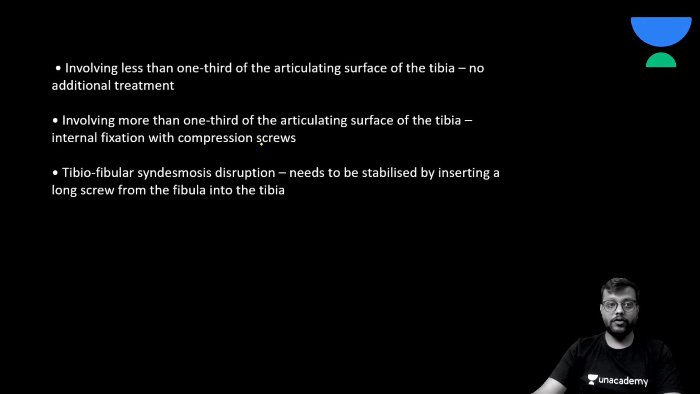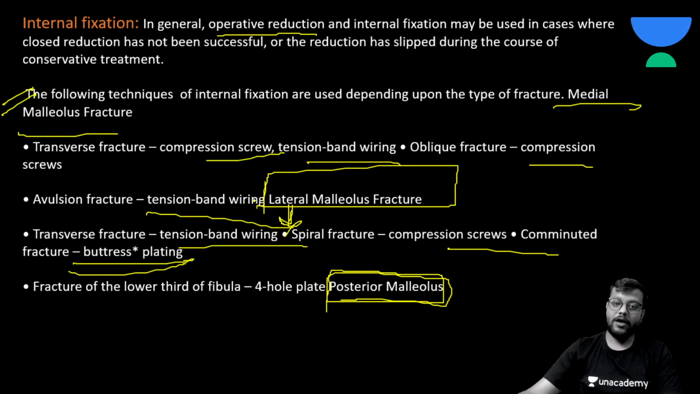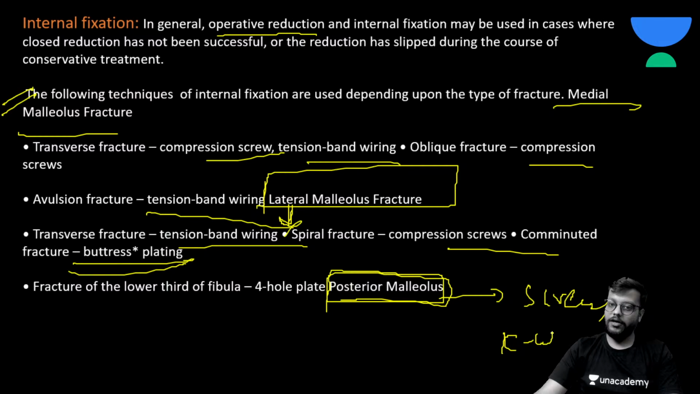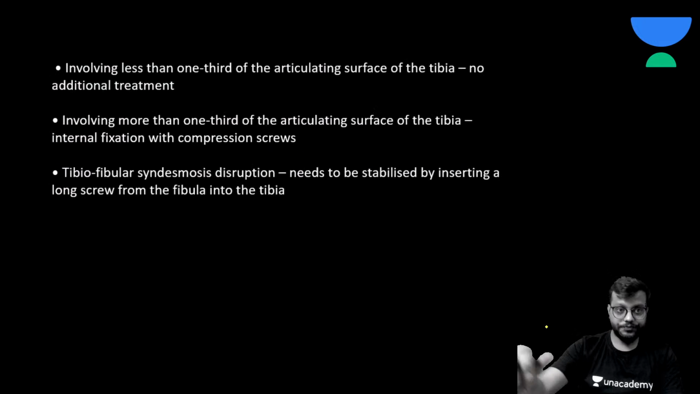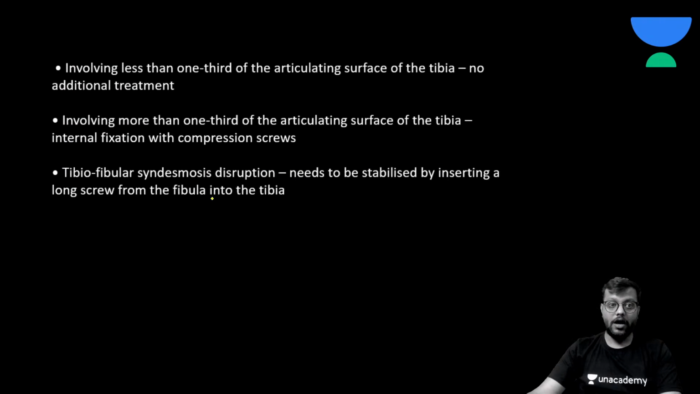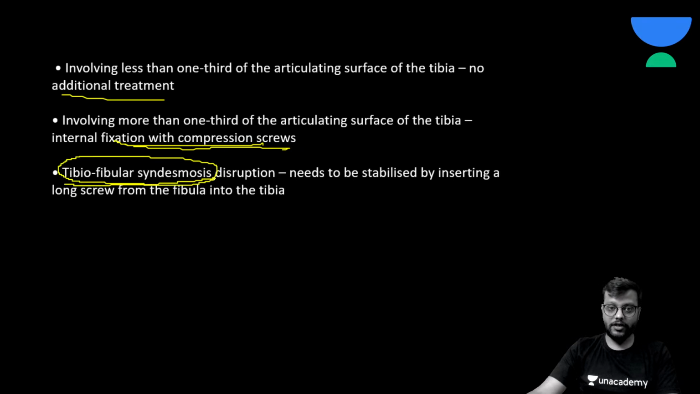इसके लिए क्या करते हो? For the posterior malleoli you have to go for the screws or the K-wire or the Kirschner wires. Okay, now if the fracture is involving less than 1/3 of the articular surface of the tibia, then no additional treatment is required. If more than 1/3 of the articular surface is involved, then you have to go for the screws and ORIF or internal fixation. एंड टिबियोफिबुलर सिंडेस्मोटिक जॉइंट का भी डिसरप्शन हो जाता है.